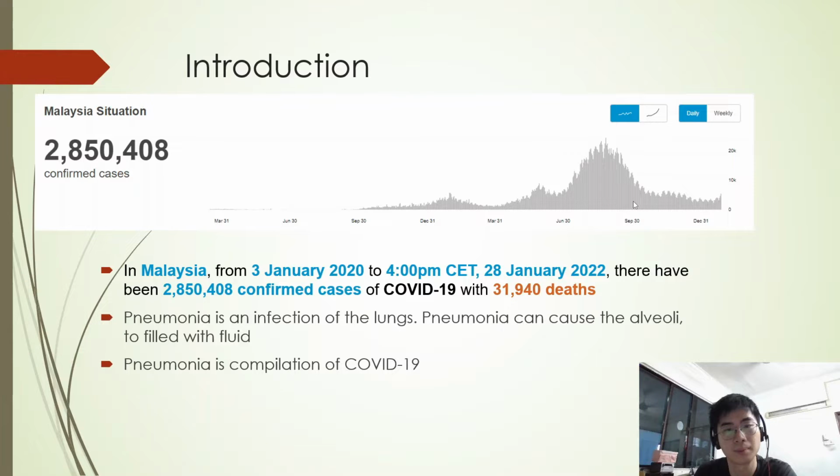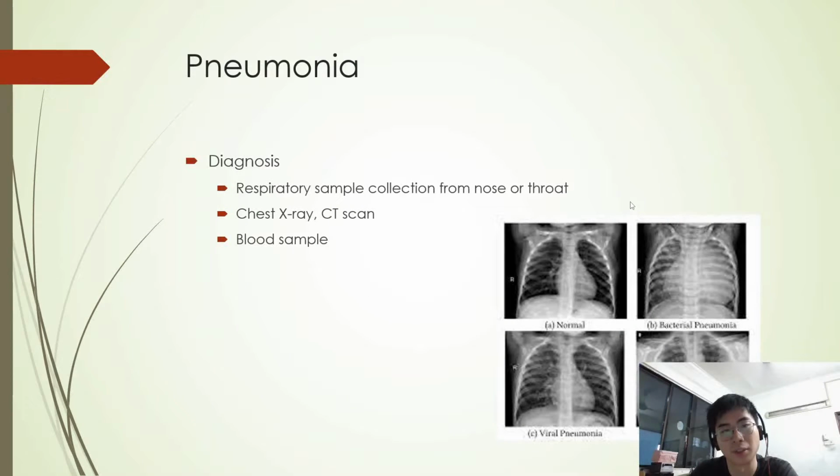So how can we diagnose pneumonia? We can do it by various methods. One of them is respiratory sample collection, chest X-ray, and also blood samples. If you look here, these are the chest X-rays for different patients with bacterial pneumonia, COVID-19 pneumonia, and viral pneumonia.